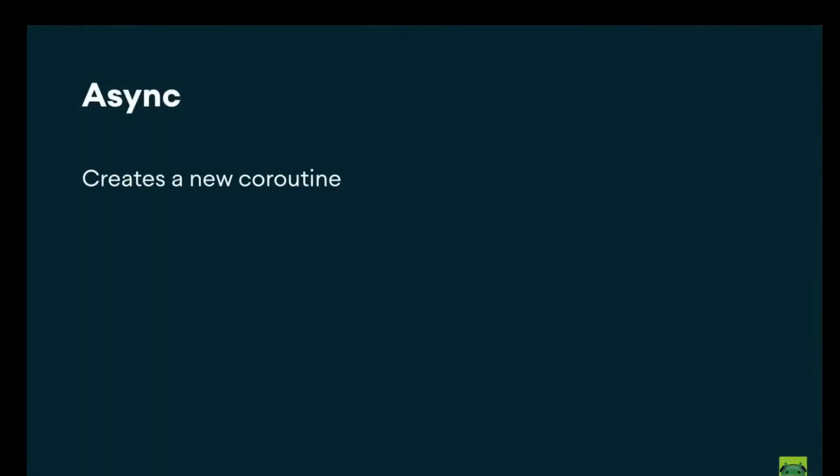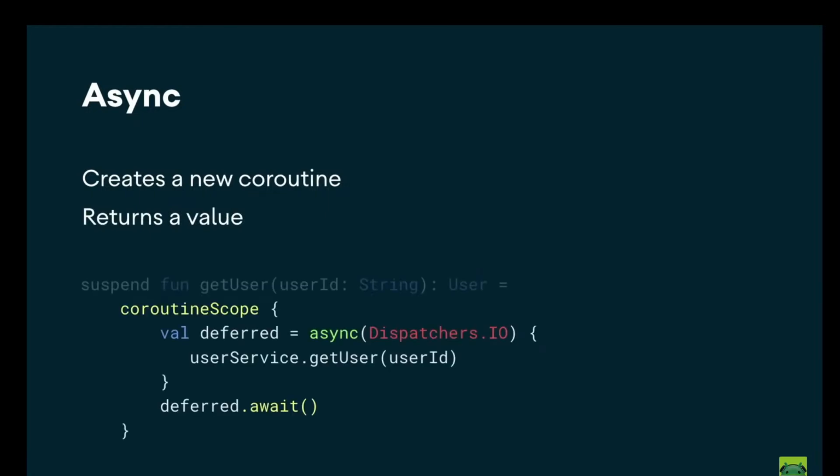async is going to create a new coroutine that can return a value. For example, we have this function getUser that takes in a user ID as a parameter, and it returns a user object. Because we are in a suspend function, we don't have a scope available, so if we want to create a coroutine, we can use coroutineScope. And inside here, we can fetch our user with our user service, and that computation can be happening in Dispatchers.IO, for example, as we have there.